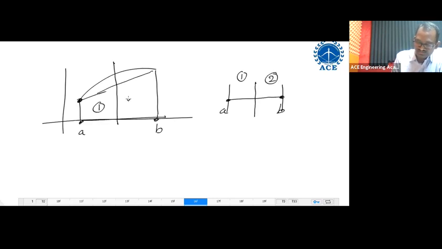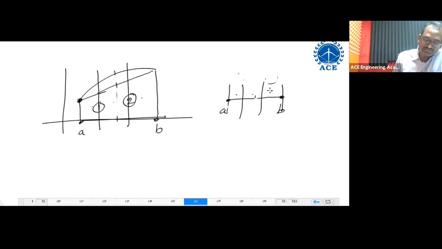Now 1, 2 subintervals. Can you split this into 3 equal parts? I have split into 2 equal parts. Now I can split into 3 equal parts also. Look there, 1, 2, 3. Let us split into 3 equal parts, 4 equal parts, even n equal parts also we can do.